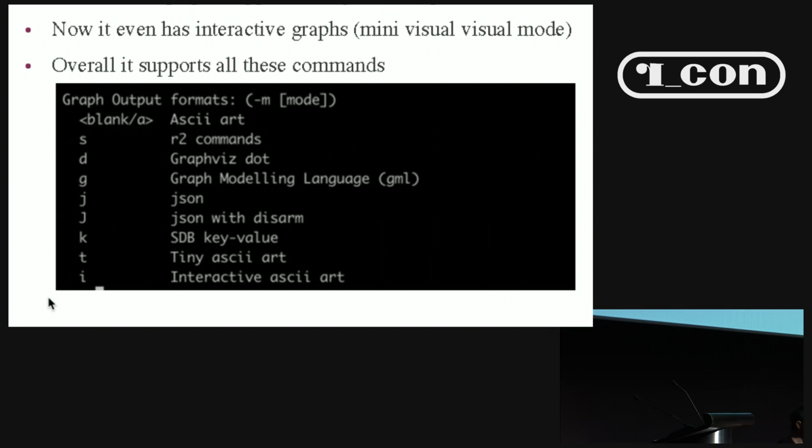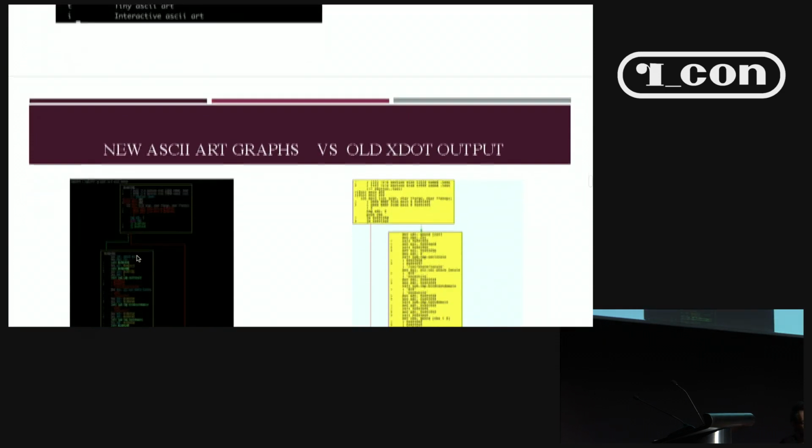If you get into the interactive ASCII art, most of the visual commands work in here. If you type in the help, that is the question mark, you will be able to see the commands in visual mode that can be used in the Radiff2 interactive graphs as well. The navigation is very similar to the visual graph mode. You can use tab keys to move between nodes and arrow keys to scroll and so on. Can we go on to the next slide, please?